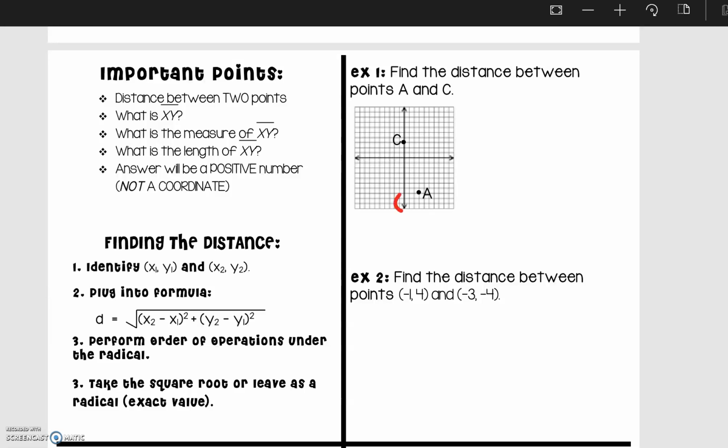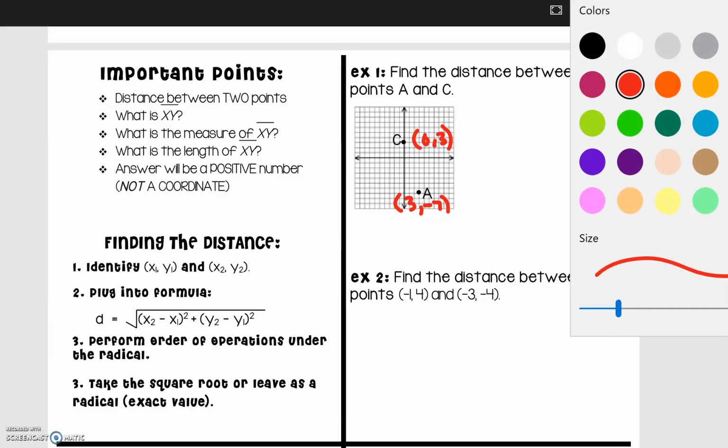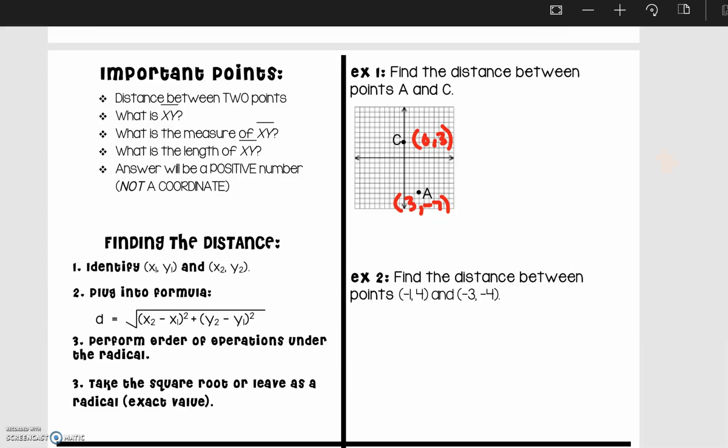So A is at 3, -7. And C is at 0, 3. We're going to be using the distance formula for this because it says find the distance between A and C. Mind you, since we have a graph, you can do it like we did yesterday with Pythagorean theorem, or you can do it by the distance formula. It depends which way you prefer.